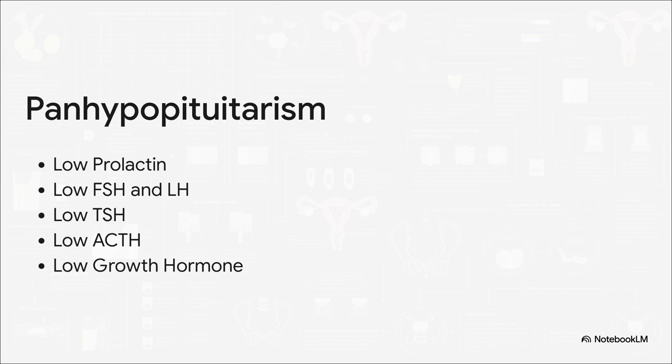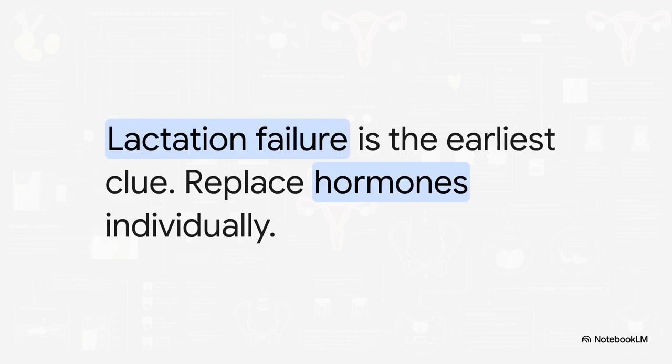But out of all these systemic failures, what is the absolute earliest clinical sign you're going to see? The absolute earliest clue is lactation failure. Prolactin levels plummet immediately, so the mother simply won't be able to produce milk. If you see a failure to lactate after a massive postpartum hemorrhage, Sheehan syndrome needs to be at the very top of your list. Now, management is straightforward, but it's critical. Replace the deficient hormones individually.